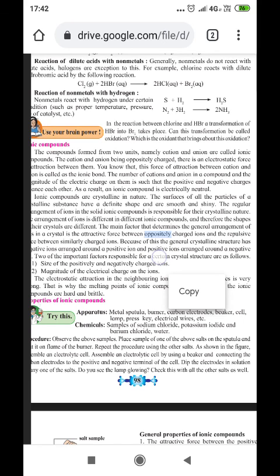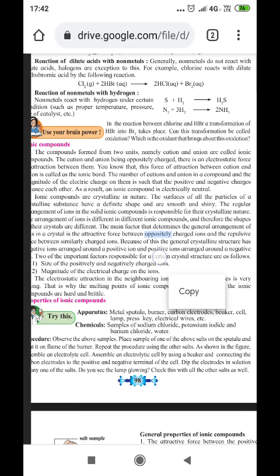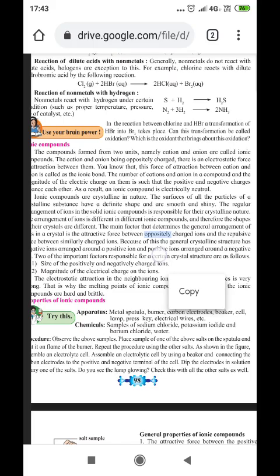Now, can this be called oxidation? Which is the oxidation that is brought about? So, about the oxidation and reduction, we'll be dealing with it in the next video.